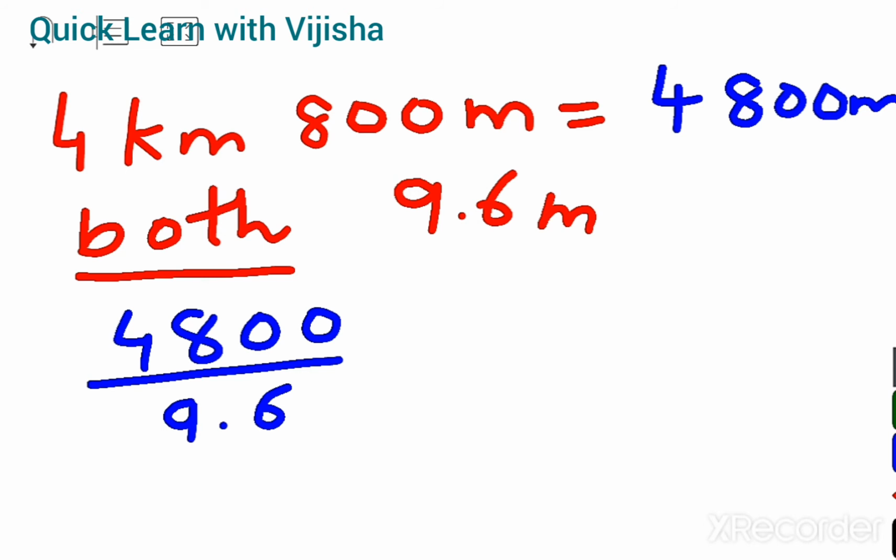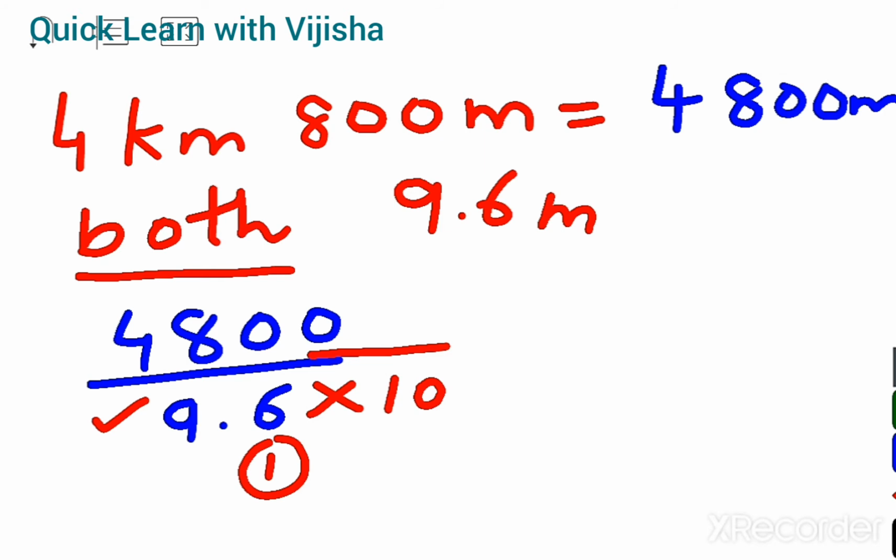There should be no decimal in the denominator. So this is your denominator, and it has a decimal. So we will convert that number by multiplying it with 10, because after the decimal only one digit is there. So with 10 we will multiply. If it has two digits, then we will multiply it with 100.